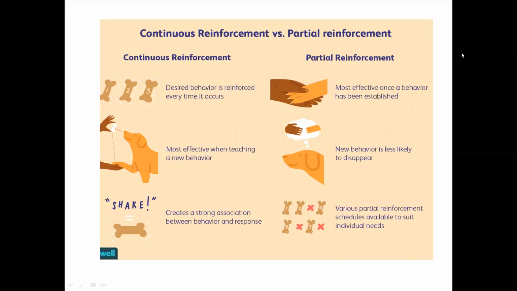So here you can see the difference between continuous and partial reinforcement. Desired behavior is reinforced every time it occurs. Most effective when teaching a new behavior. New behavior is less likely to disappear. He will remember, right? So there is a strong association created between behavior and response, but partial reinforcement schedules are available to suit individual needs.